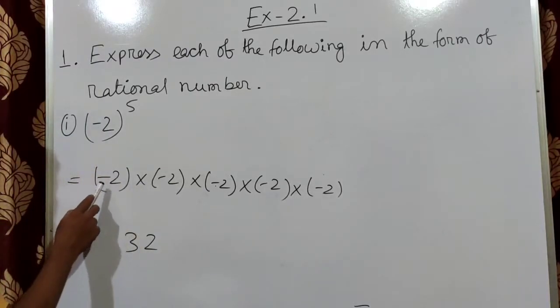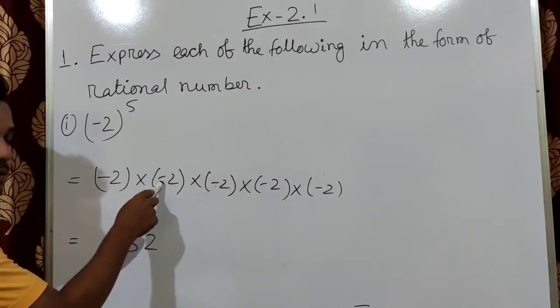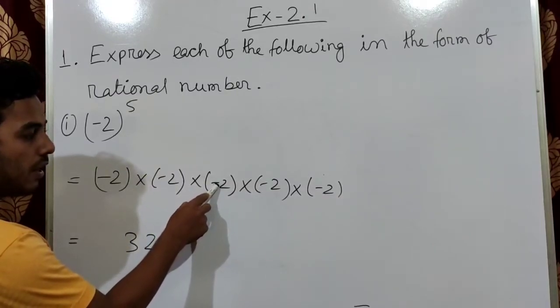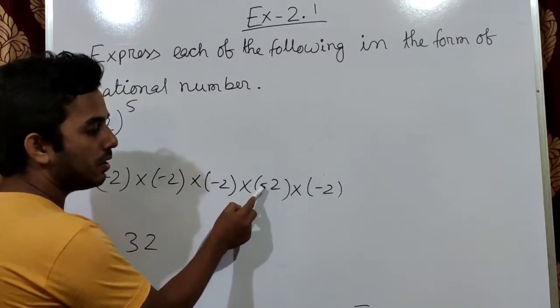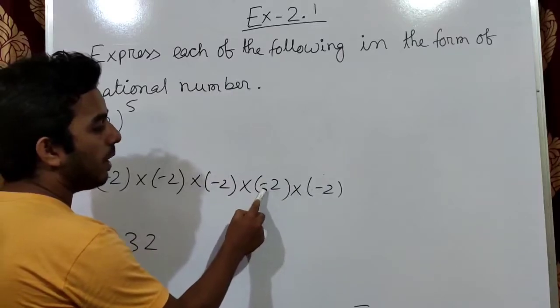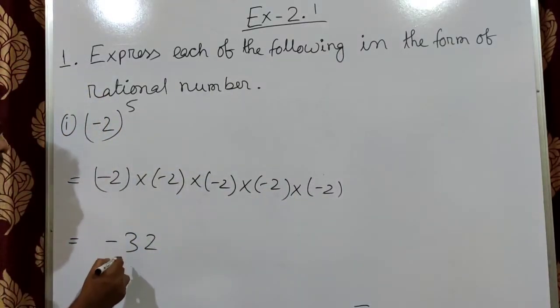Let us see. Look here, minus into plus is minus. That means this is plus. Then again plus into minus is minus. Clear? This is minus. Then minus plus. Up to this we have plus sign. Then again there is another minus. So plus minus will be minus. So our result will be minus 32.